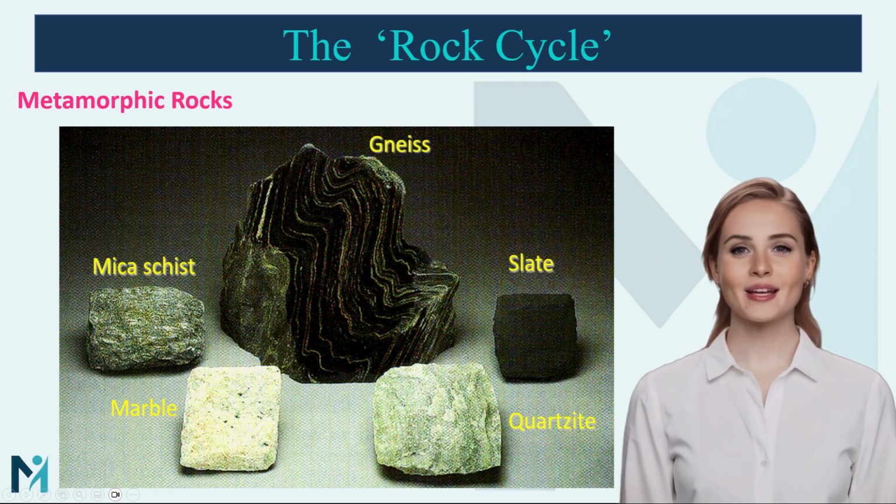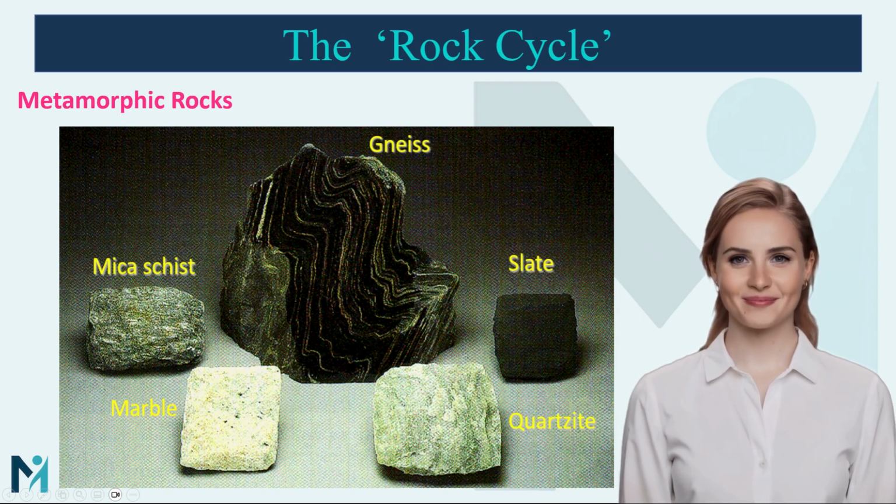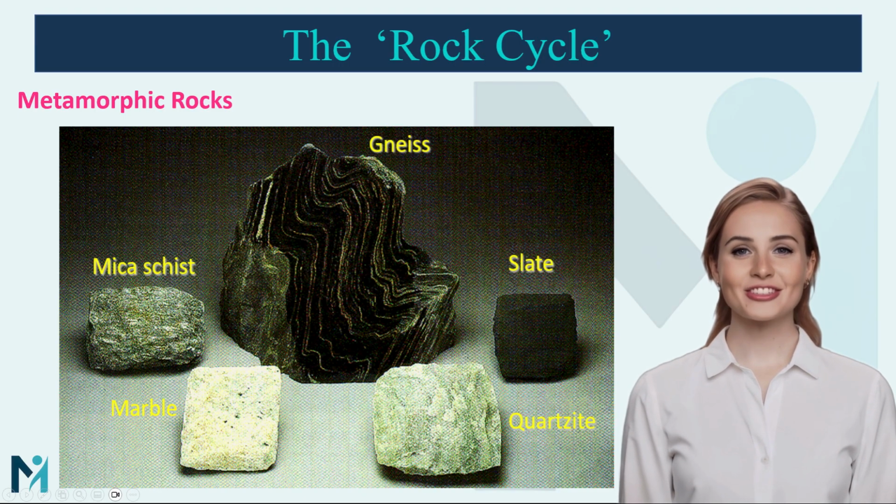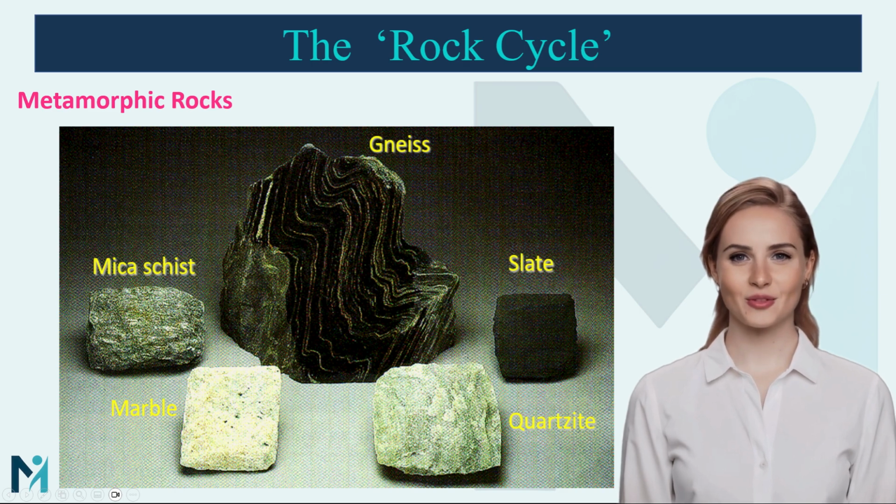These bands often align in the direction of maximum pressure, making gneiss not only visually striking, but also a clear indicator of tectonic forces at work deep within the crust. Next up is mica schist, another rock that tells a story of intense pressure. The term schist refers to the parallel arrangement of minerals, and in mica schist, mica is the dominant mineral.